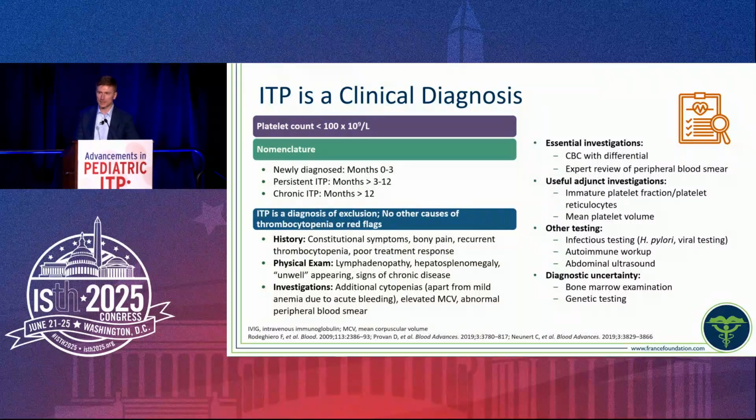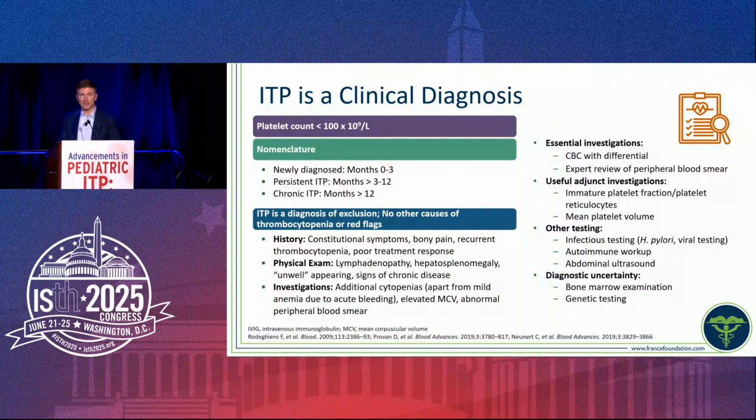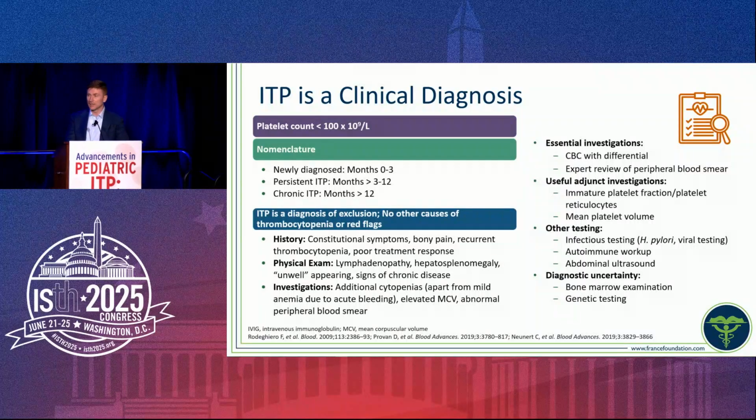In cases where there's diagnostic uncertainty, sometimes we should use some ancillary testing, and those investigations are listed there, things like immature platelet fraction, and in rare cases, bone marrow examination if there is diagnostic uncertainty.